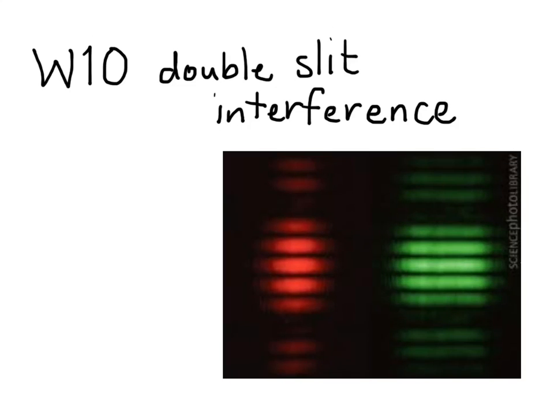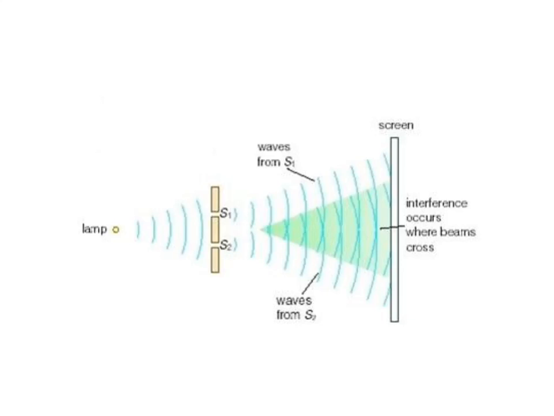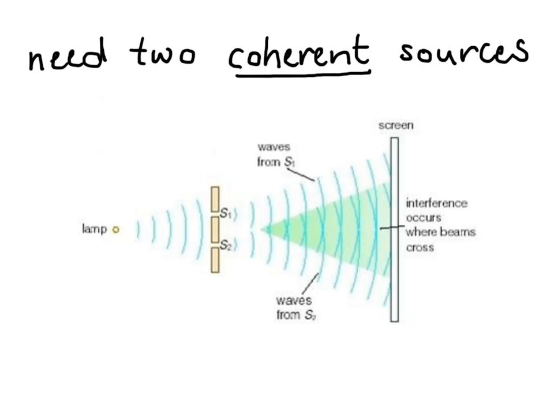W10, double slit interference. We've already seen that if you've got two sources in something like water waves or sound waves, you can get them to overlap because they diffract as they go through the small gaps and superpose to give a stable pattern of high points and low points. The key thing is that you need two coherent sources. So just pause a minute and remember what coherent means. It means that they have to have the same frequency and a constant phase difference.